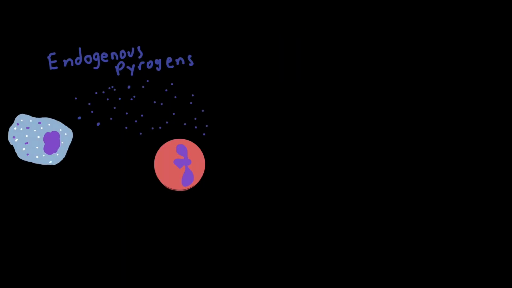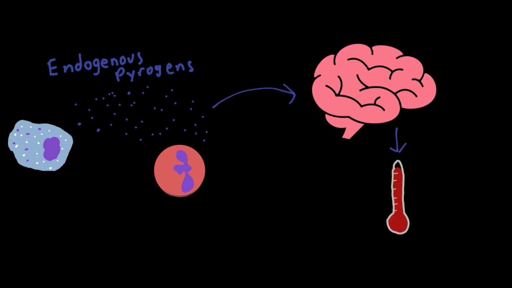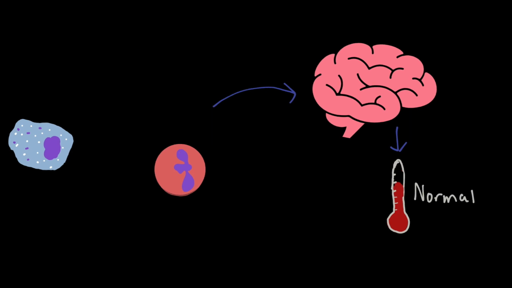The fever is initiated when neutrophils and macrophages secrete endogenous pyrogens when fighting a pathogen, in which the hypothalamus will raise the temperature of the body. The fever ends when the endogenous pyrogen secretion ceases, in which the hypothalamus will lower the body temperature back to normal.